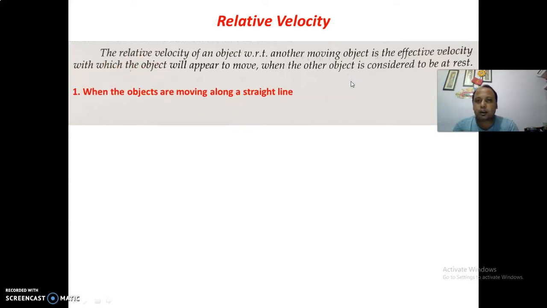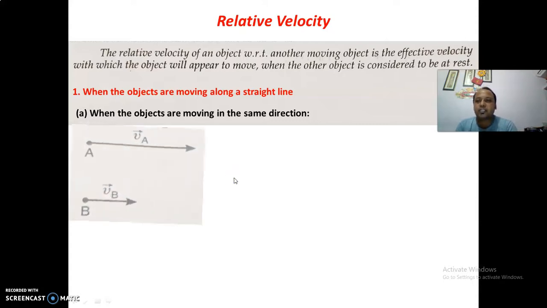The first option that we are taking is when the objects are moving along a straight line. The first condition here is when the objects are moving in the same direction. That is, two bodies are moving in the same direction. Let us consider with some diagrams here. Two bodies A and B we are considering. Suppose they are two vehicles, A and B.